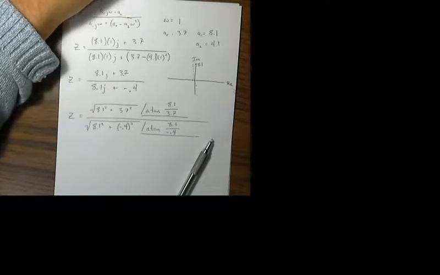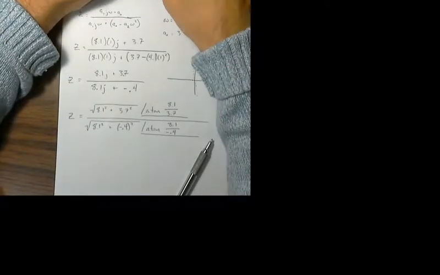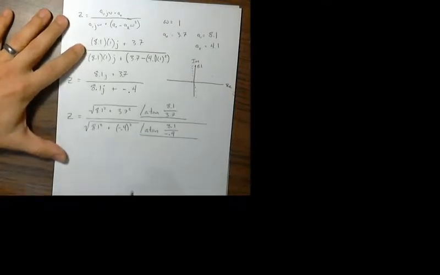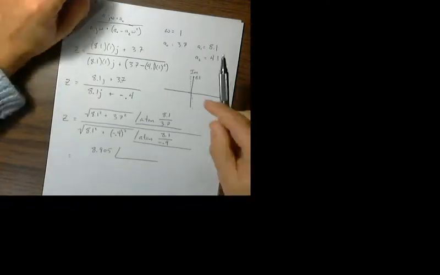8.1 squared plus 3.7 squared. So that's 79.3. Square root of that is 8.9. So it's just a little bigger than this guy. That makes sense. I'm going to go ahead and carry out some extra sig figs just because. 8.905. There we go. With an angle of, I'm going to work in radians because that's what Python's going to give me natively.